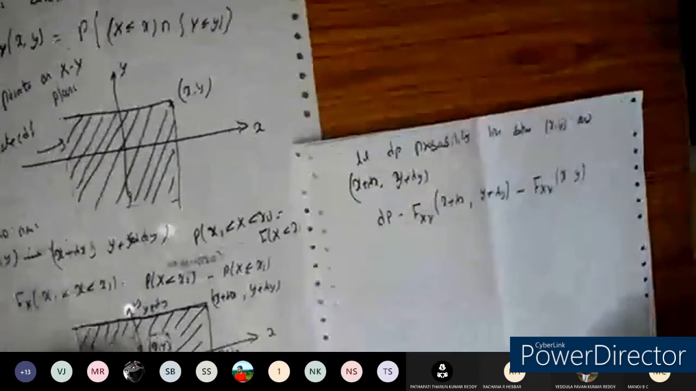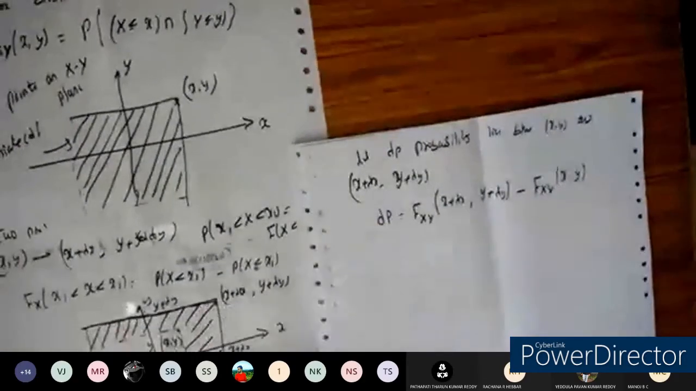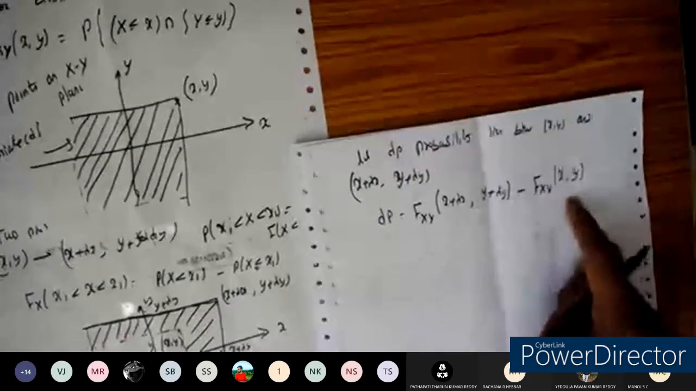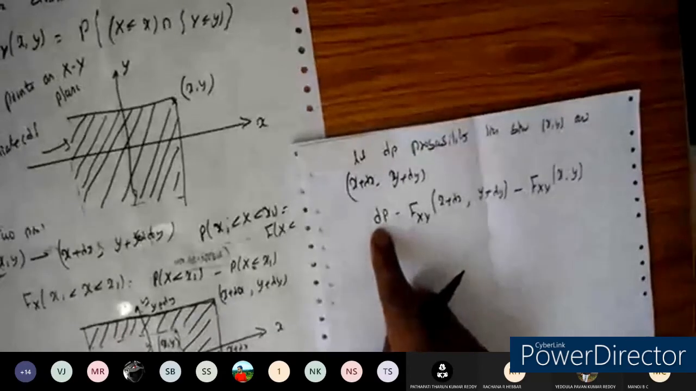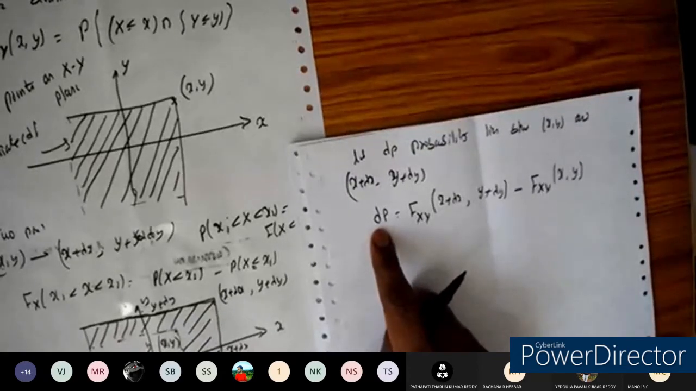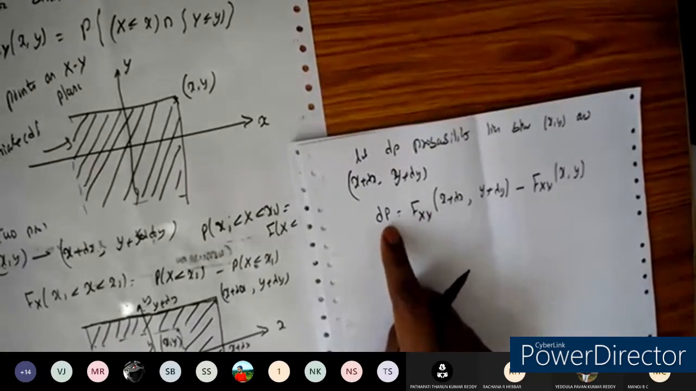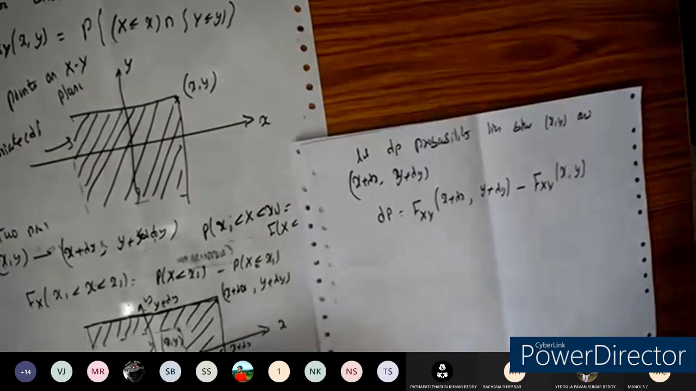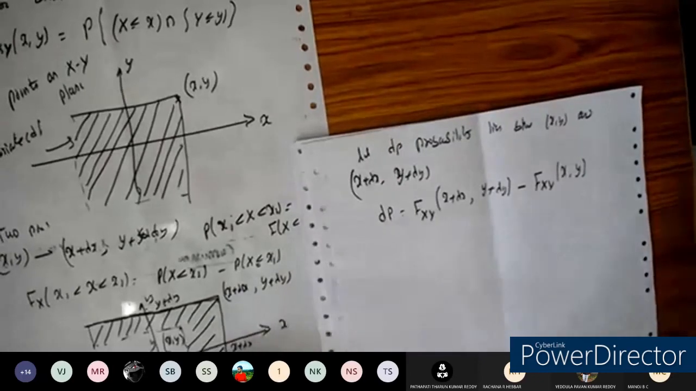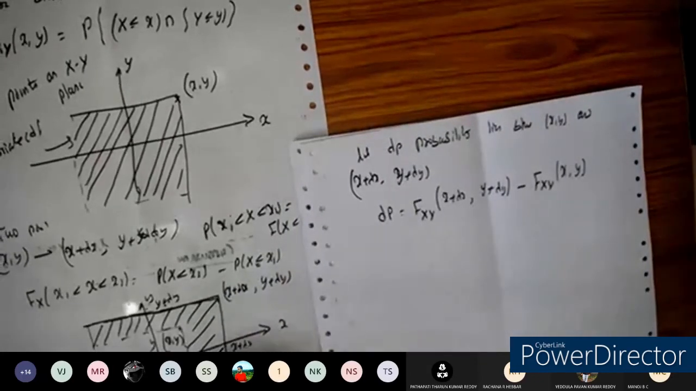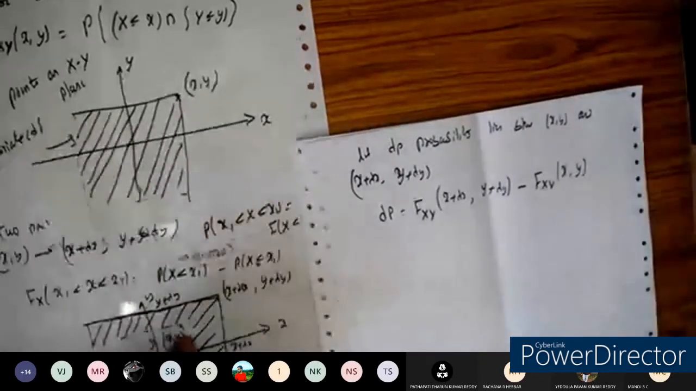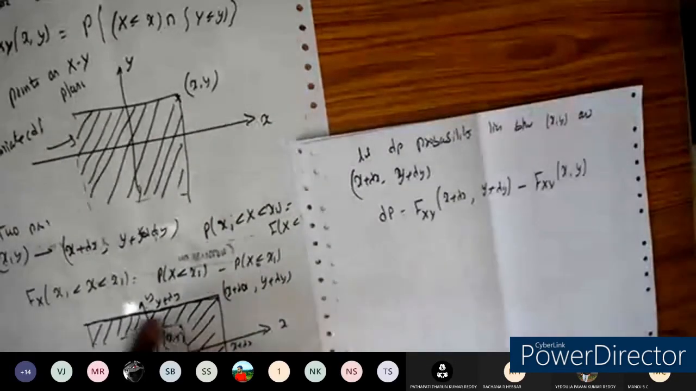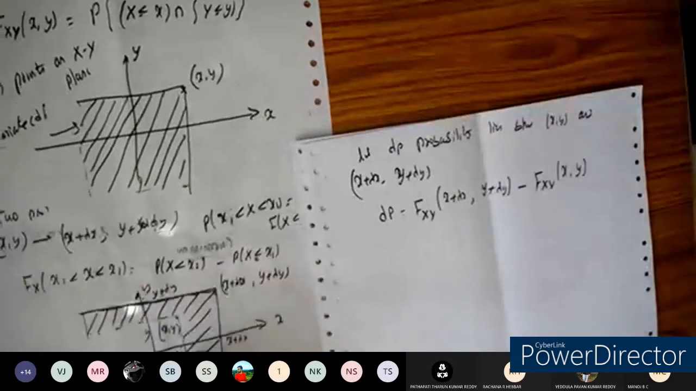So this is how we can find out the probability that is going to lie within this shaded area. That probability we are going to call dP here. So done, this is one of the examples here. In the exam, they will ask a question like explain the bivariate CDF with different examples. One example is this one, another example is this one. So here we are going to find out the probability that dP takes within this one here.